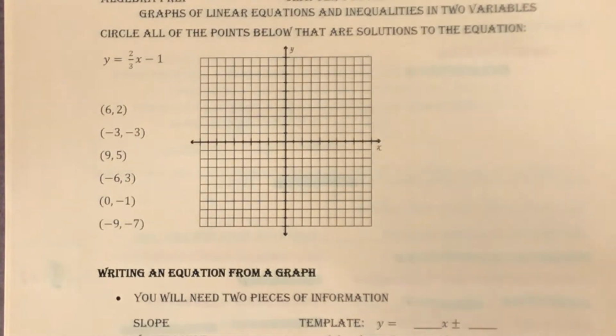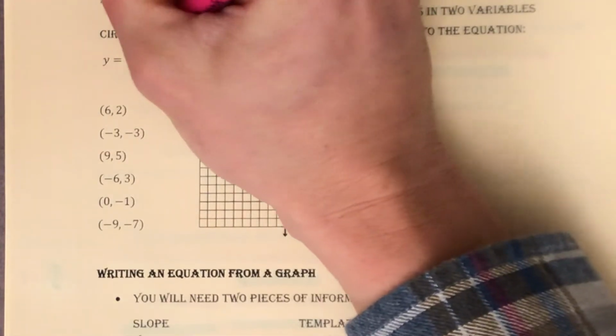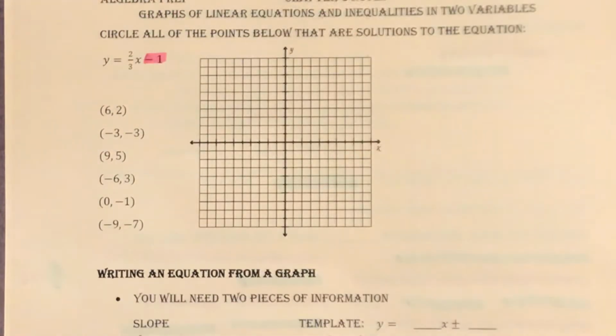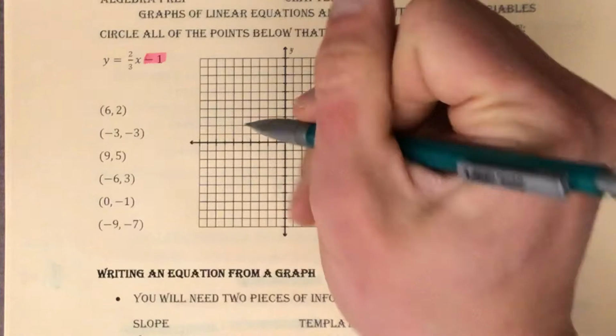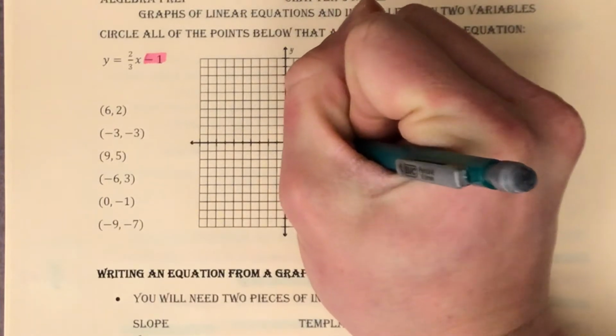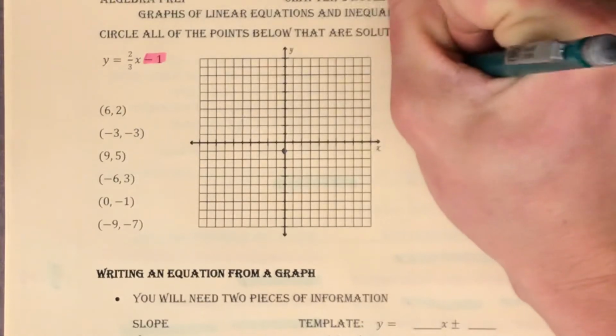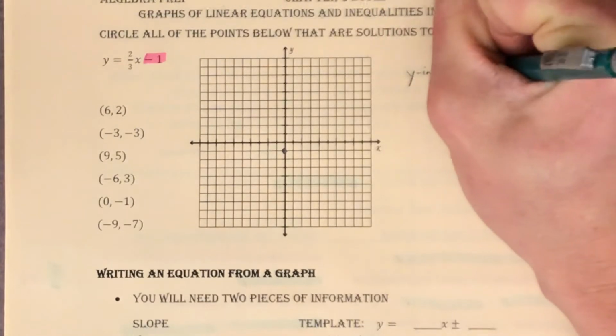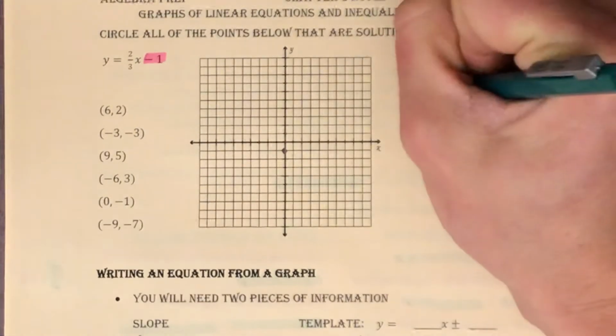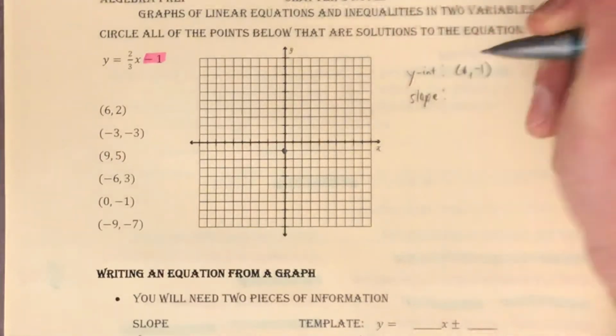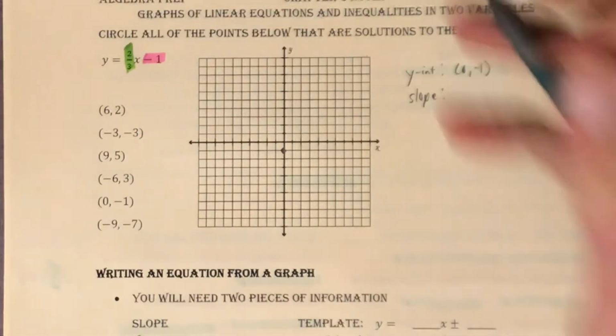So again, we start with our y-intercept, which is -1. So I'm going to go to the point 0, -1. So from the origin, don't move left or right, but move down 1. So my y-intercept was 0, -1. Then the slope I see listed is in front of the x, which is 2/3. So 2/3 is my slope.